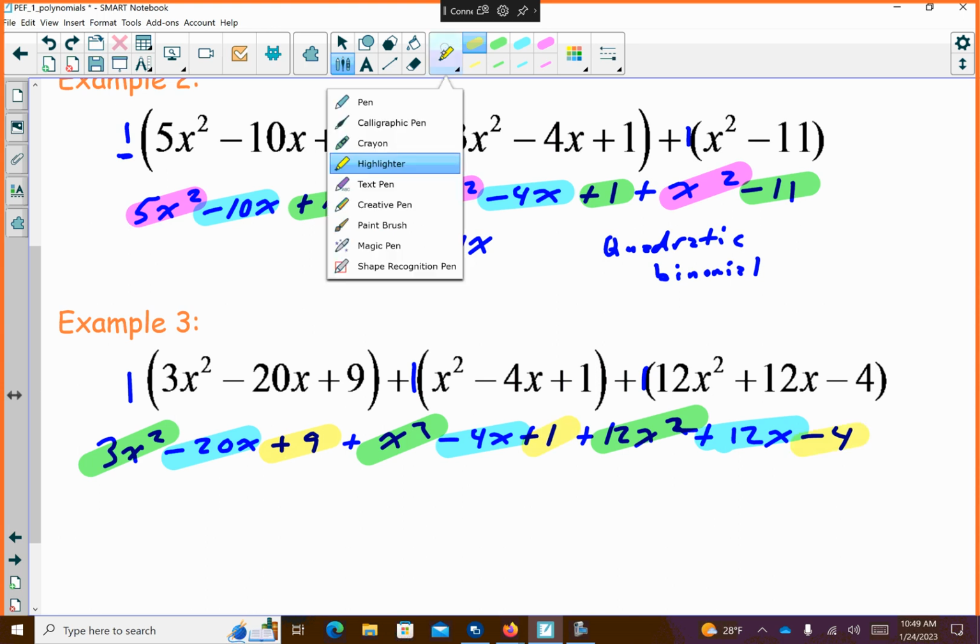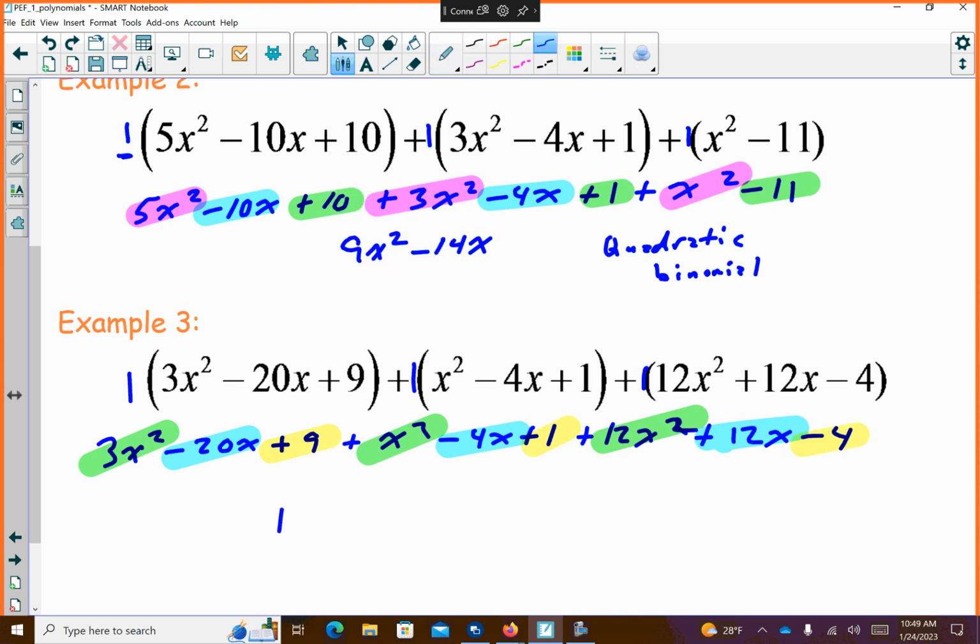All right. So you already told me it's 16x squared. All right. Negative 20. Something costs $20. Something costs $4. So I owe $24. I reach in my pocket. I got $12. So it means I still owe $12. So 12x. And then 9 plus 1 is 10. 10 minus 4 is 6.